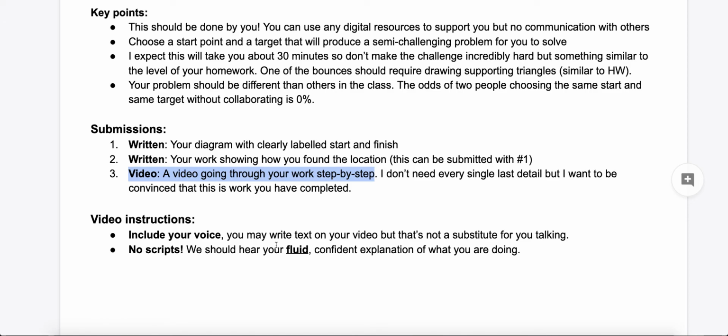So again, I'm not sure how applicable this is for all classes, but I hope that by making this a little bit more student-created, it would decrease the opportunities for academic dishonesty. So that's that.